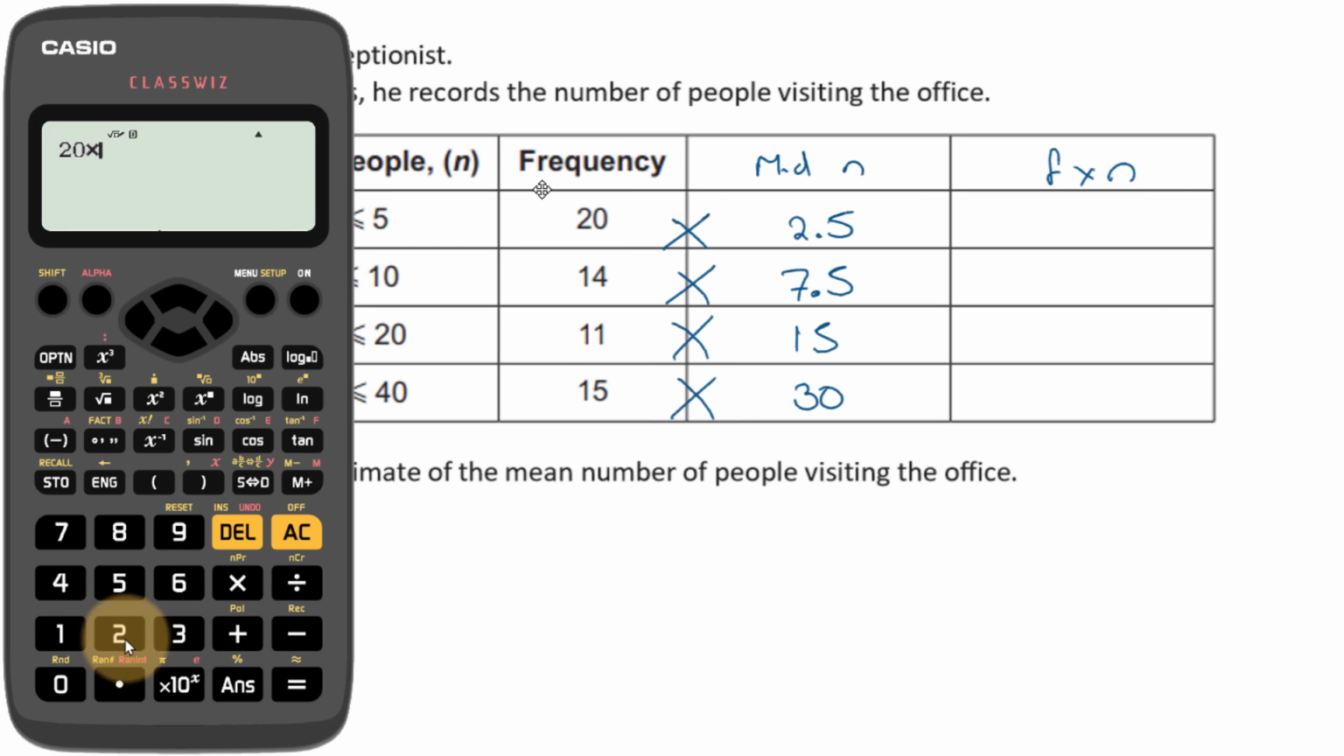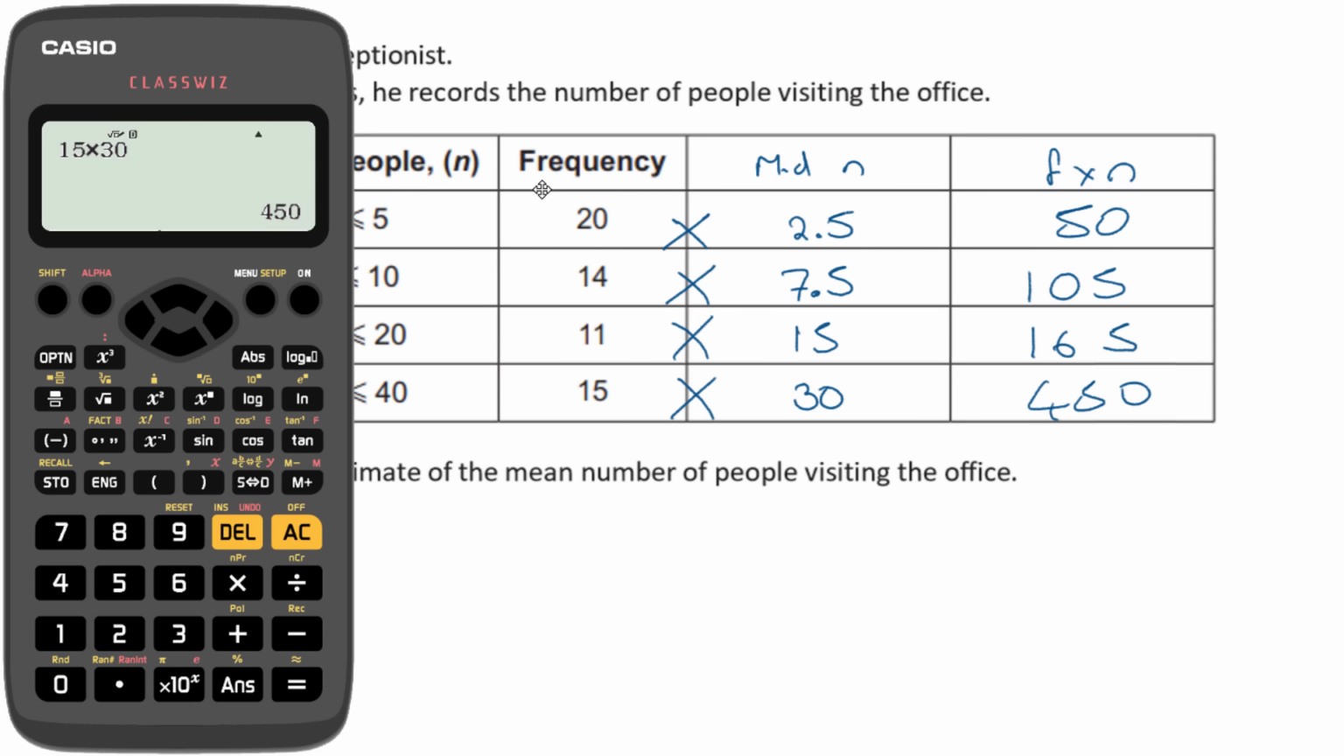So I've got 20 times 2.5, that's 50. I've got 14 times 7.5, that's 105. I've got 11 lots of 15, that comes to 165. And I've got 15 times 30, that comes to 450.